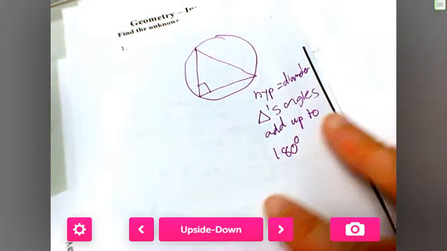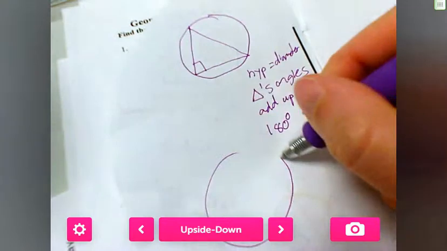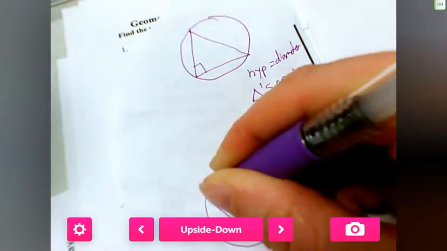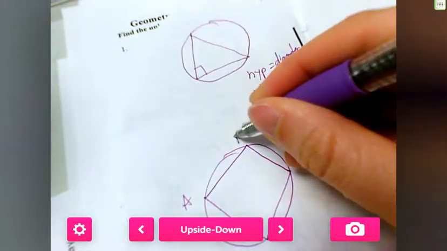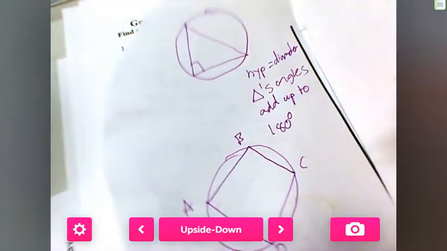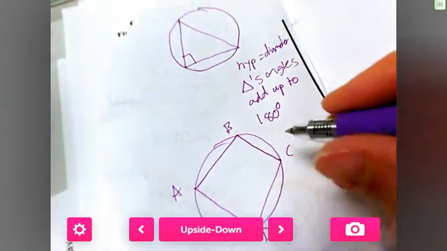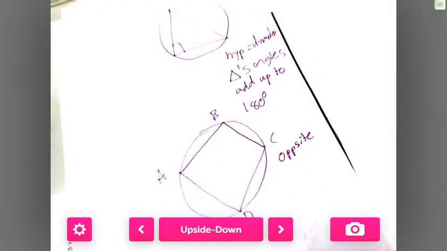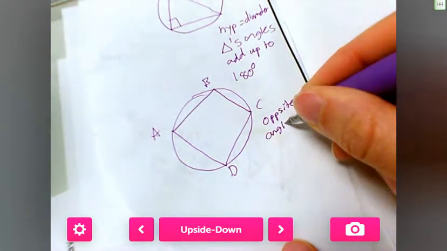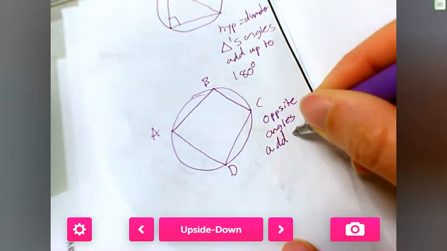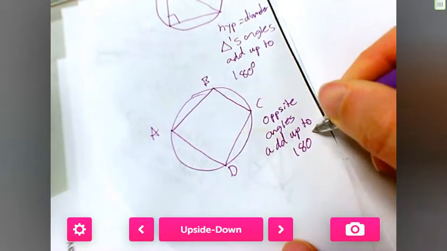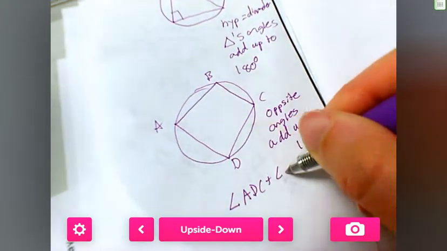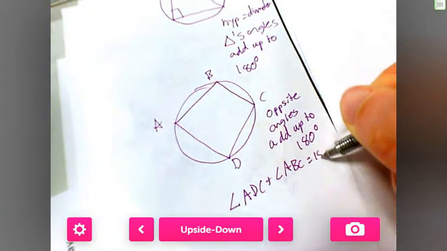Okay. The other thing we're going to talk about today is quadrilaterals. Quadrilaterals means it has 4 sides. We know that from first quarter. A, B, C, D. Okay, if we've got a quadrilateral, opposite angles add up to 180 degrees. So for example, angle ADC plus angle ABC does equal 180 degrees.